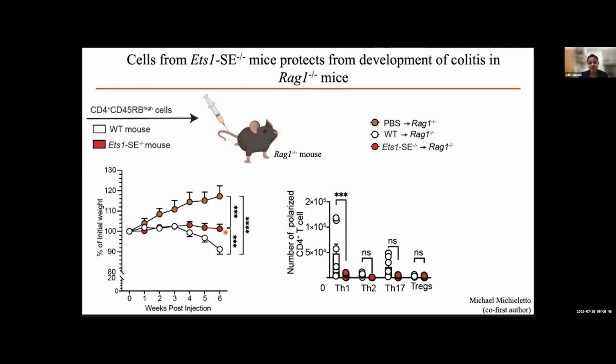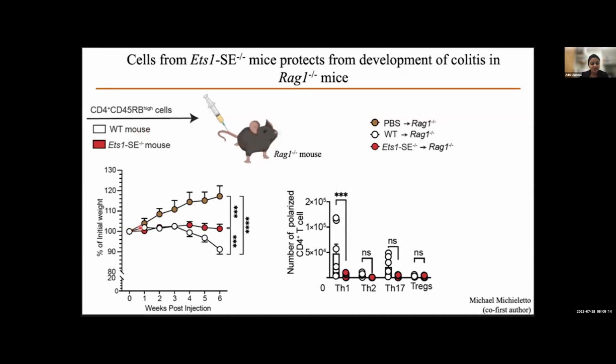For that, we used a colitis model in which we have a Rag knockout mouse, which is devoid of T cells and B cells of its own, and is susceptible to developing colitis when it receives naive CD4 cells from a wild-type donor. So in these mice, we introduced wild-type naive CD4 cells as well as knockout naive CD4 cells and observed how it affects the mice.